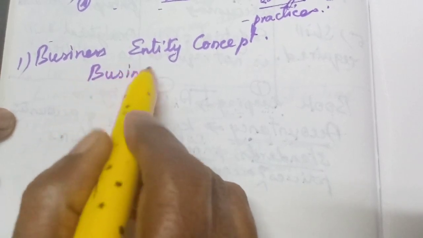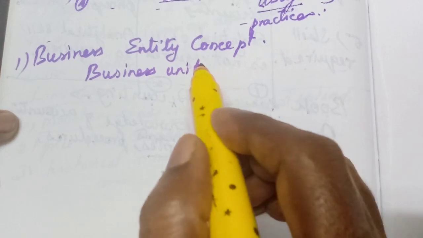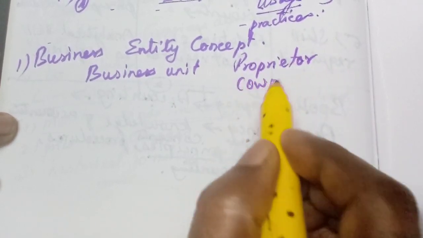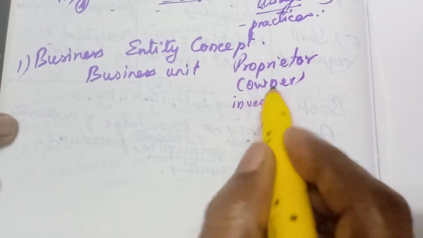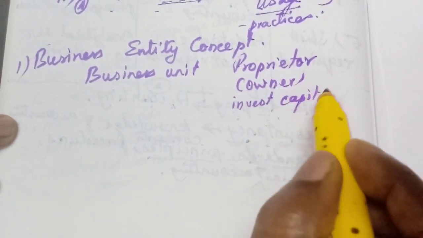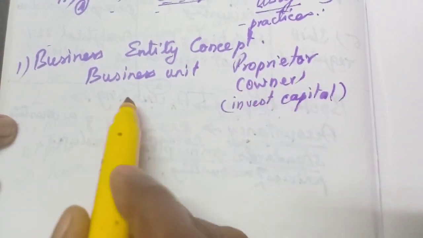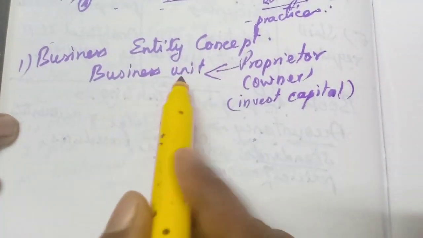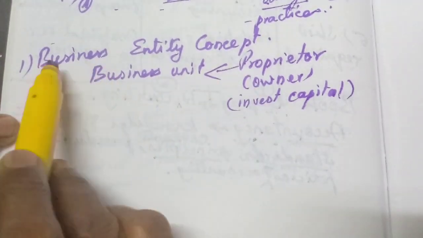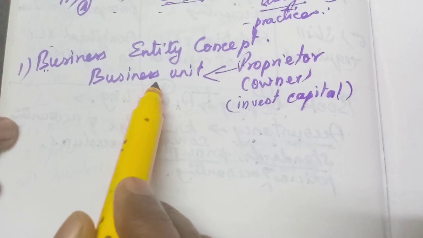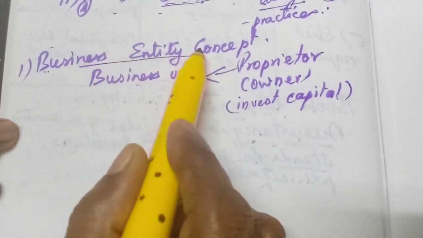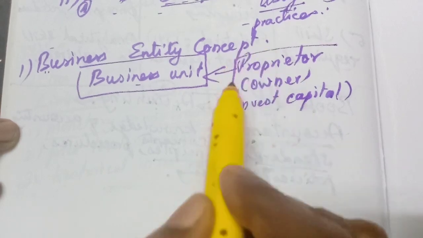It implies that when we run a business, that is called the business unit. Another one who is investing money is called the proprietor, or the owner, or the one who invests capital. So here he is investing money into the business unit, isn't it? What does this business entity concept say? Here the business unit is separate from the proprietor. Both are separate.